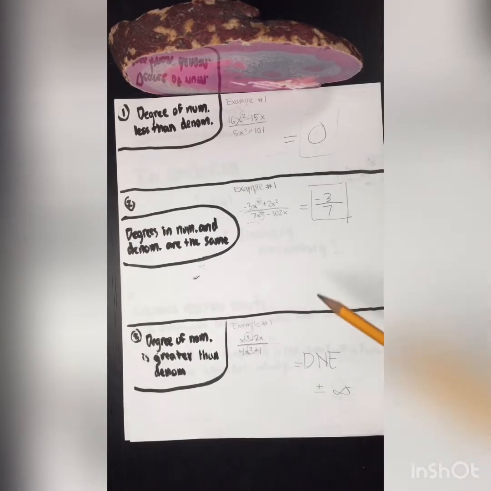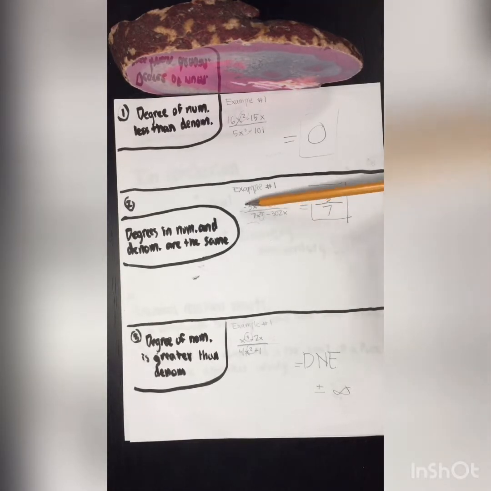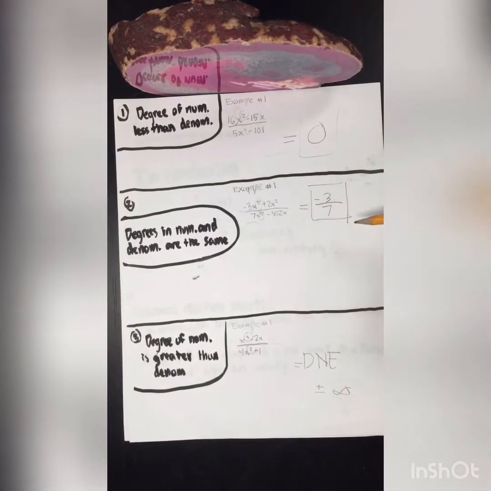For number two, the second type of examples is where the degrees in the numerator and denominator are the same. In this example, 3x to the fifth plus 2x squared divided by 7x to the fifth minus 302x, we can notice that the highest degrees on the bottom and the top are both 5. Knowing and identifying that, we can now start working directly with the leading coefficients, which in this case are the numbers next to the expressions, 3 and 7. That's always going to be your answer.